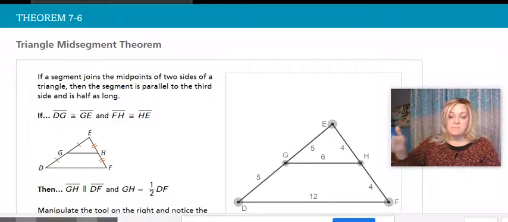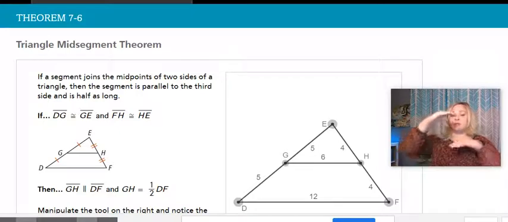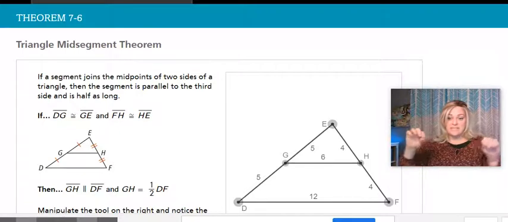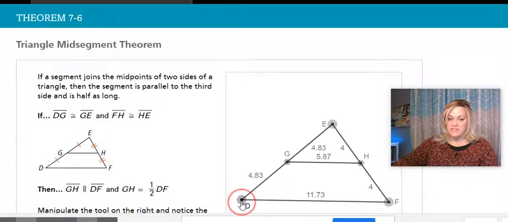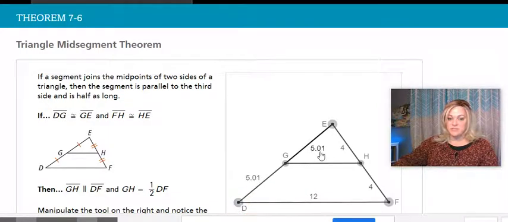We've already done a mid-segment of a trapezoid, where you take the two bases, the top base and the bottom base, and add them up and divide by 2. It was the average, that mid-segment of the trapezoid. But now we're doing the mid-segment of a triangle. And you can manipulate this. Look at those numbers, 6, 12.